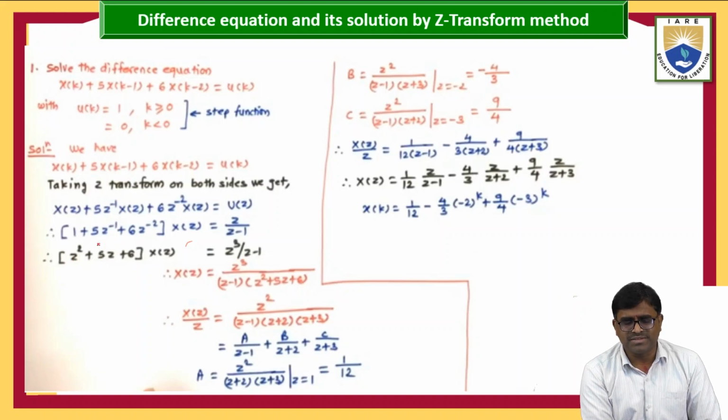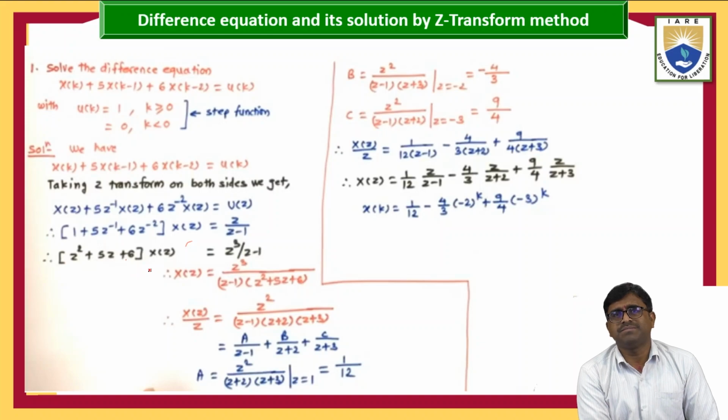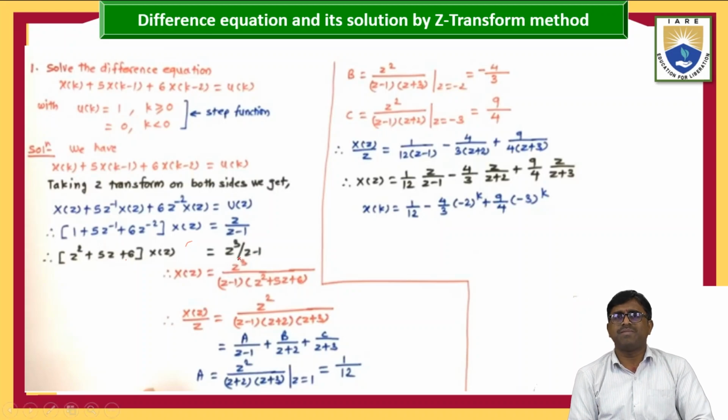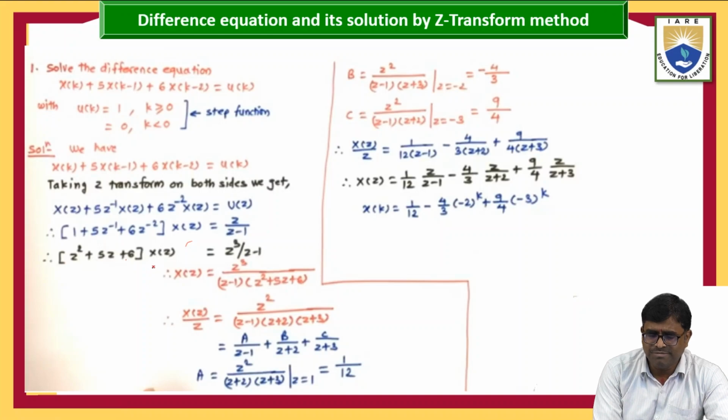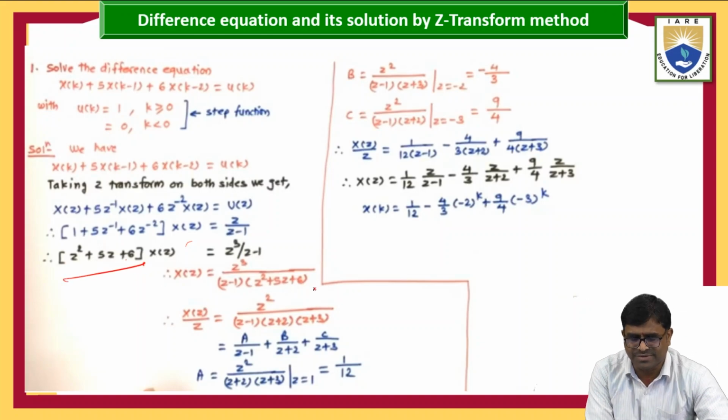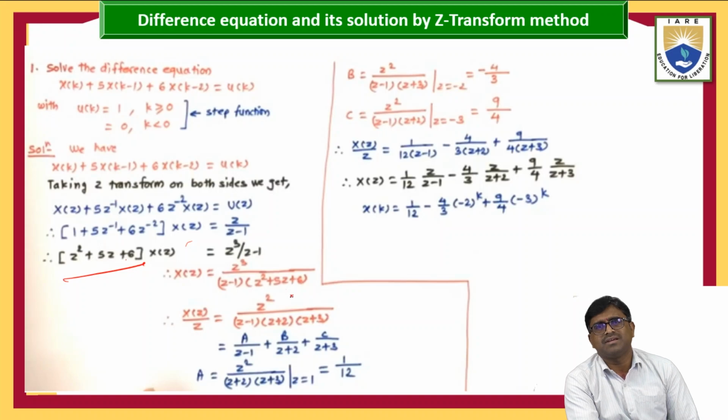z square plus 5z plus 6. Okay, z power minus 2 I am taking common. For this one, z power minus 2, if I take it to the other side, it is coming to z cube by z minus 1. Now similarly, x of z equal to z cube by z minus 1 into this term z square plus 5z plus 6.